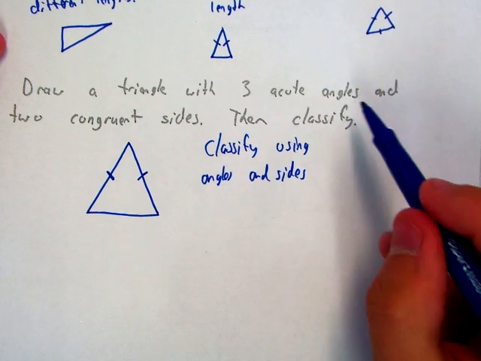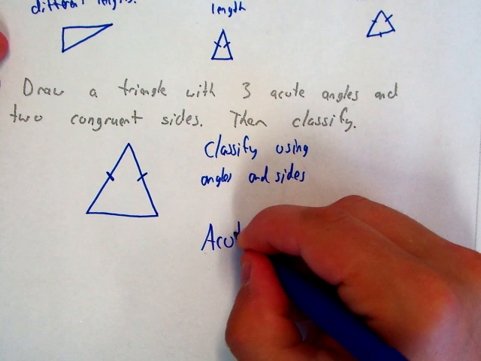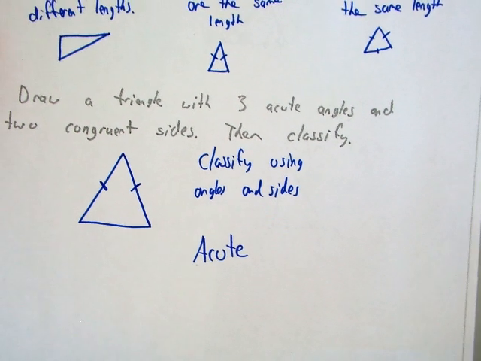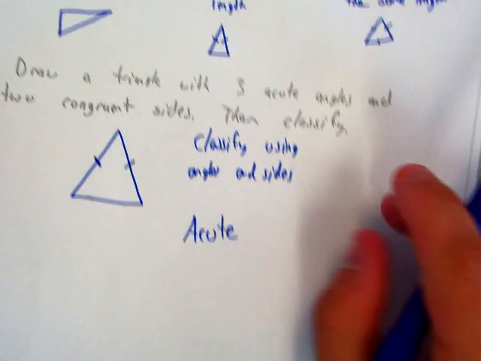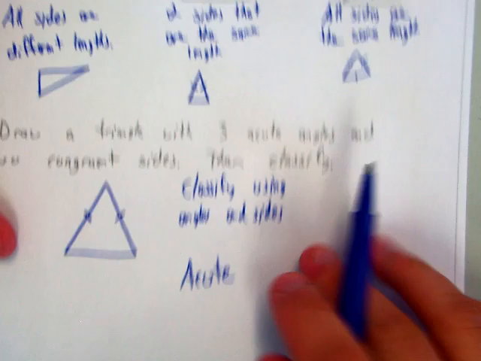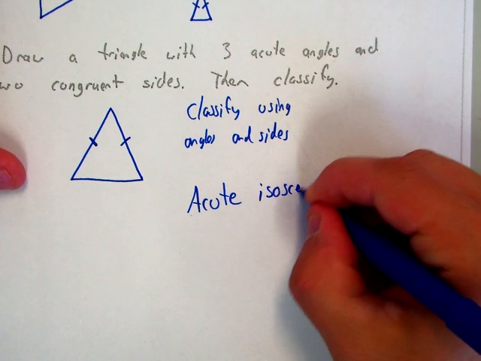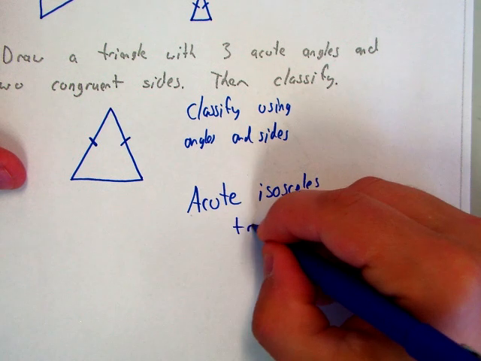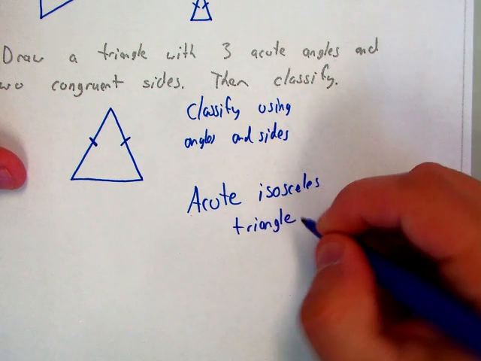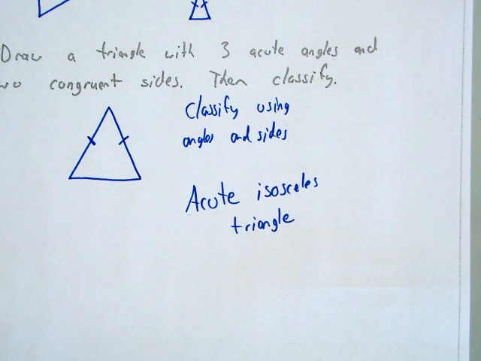So first of all, it says 3 acute angles. That means that this is an acute triangle. So we would say an acute triangle. But it also says it has 2 congruent sides, or 2 sides that are the same. That kind of triangle is an isosceles triangle. So we would say that this is an acute isosceles triangle. Make sure that you do it with angles and sides when you classify your triangles. That is how you properly classify triangles.